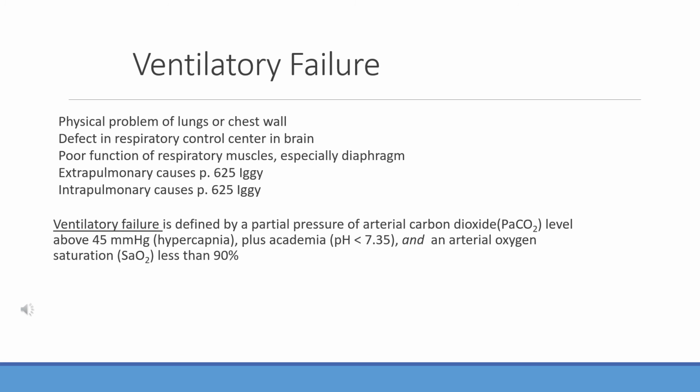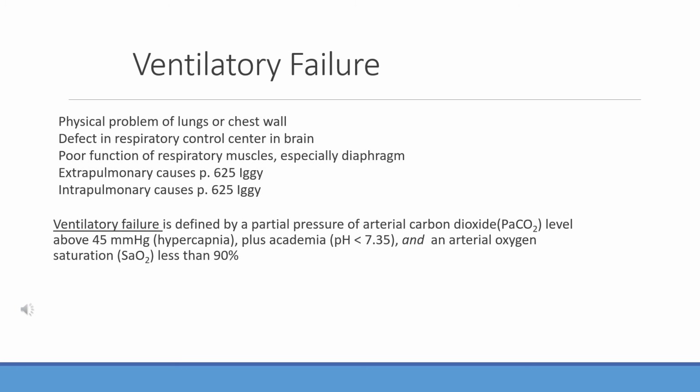One is a physical problem of the lungs or the chest wall. Two, a defect in the respiratory control center in the brain. Or three, poor function of respiratory muscles, especially the diaphragm. When chest pressure does not change enough to permit the air movement into and out of the lungs, then too little oxygen reaches the alveoli, and carbon dioxide is retained, which leads to poor gas exchange and hypoxemia.